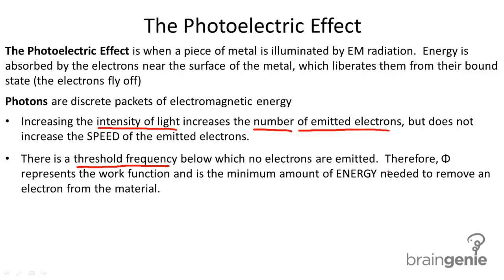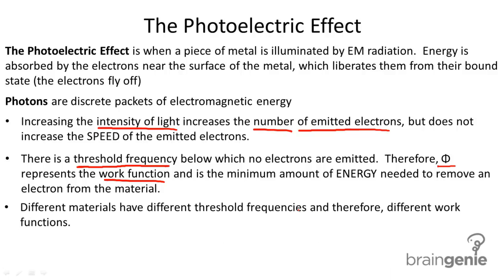Therefore, psi represents the work function and is the minimum amount of energy needed to remove an electron from the material. Every metal has a different psi, or has a different work function. This is the baseline amount of energy that you need to release that electron. In addition, different materials have different threshold frequencies and therefore different work functions, as we previously stated.